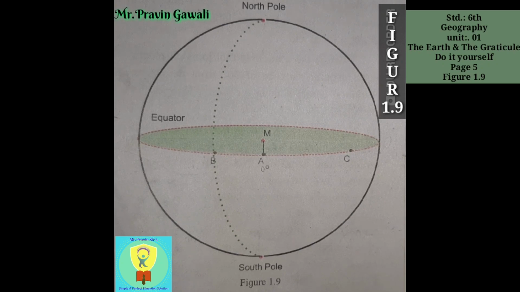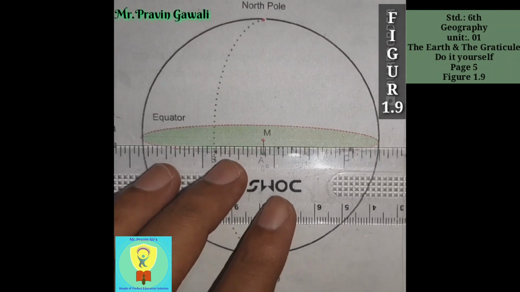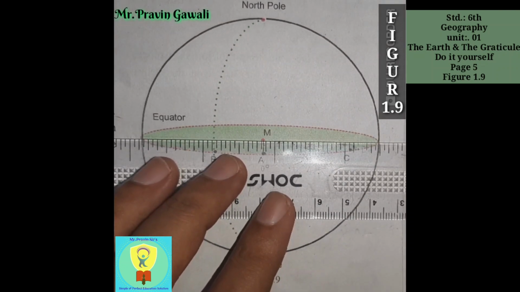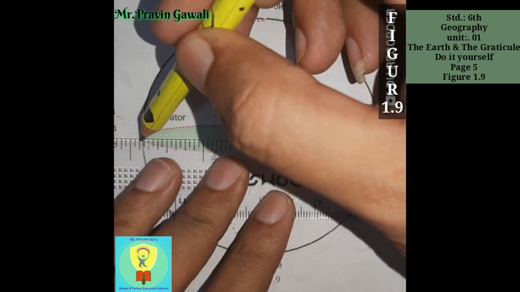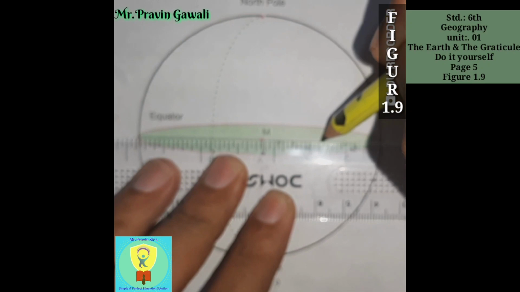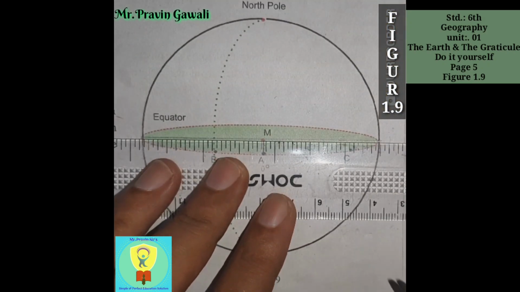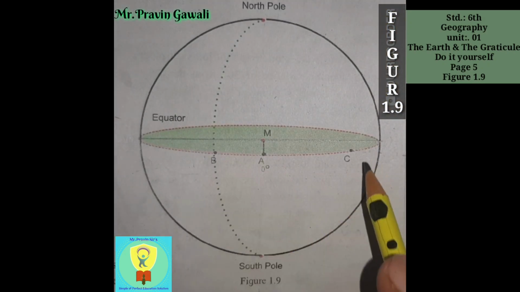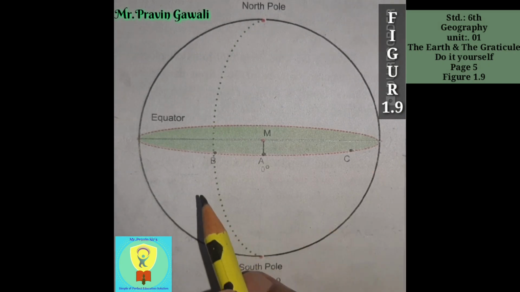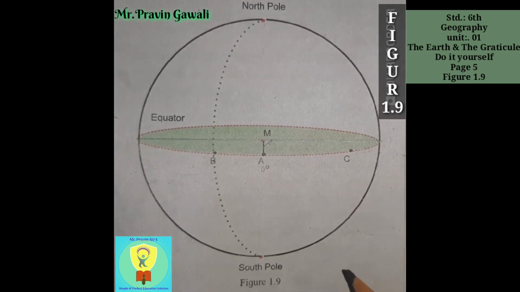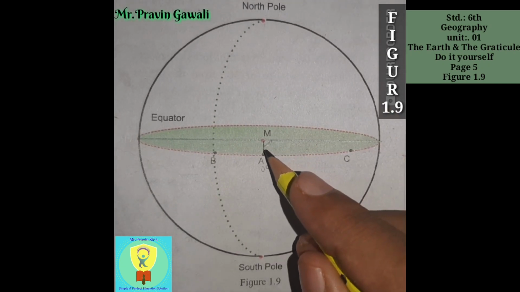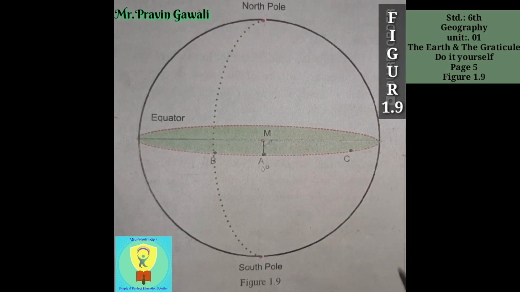First of all, I will draw a center line for my convenience, so that we can measure the angle properly. Here a line is drawn. Now you can see an angle is formed here. This is 90 degree. This is the right angle, and now you can see it easily.